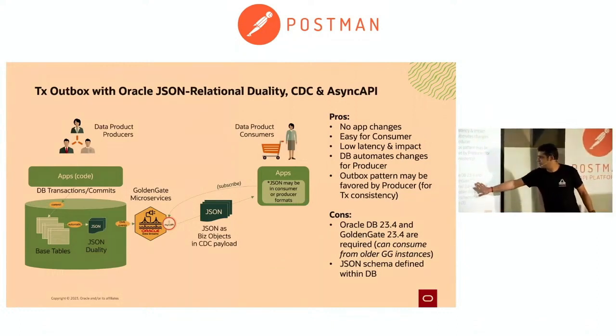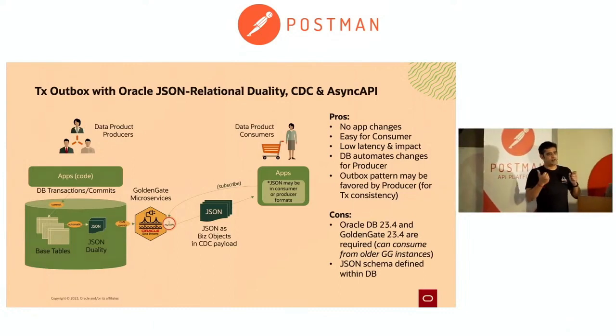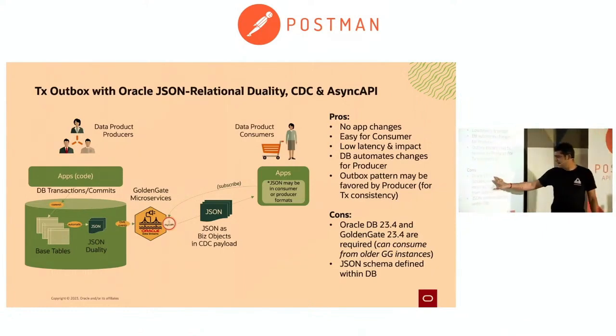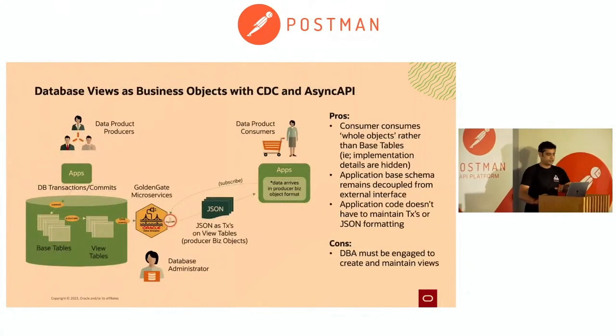But this can consume from older GG instances. It means if you are using GoldenGate 19C or something, and you are going to capture the data from a 19C database, that's fine. But the requirement is database 23.4.